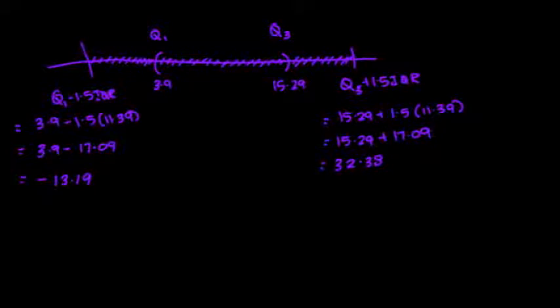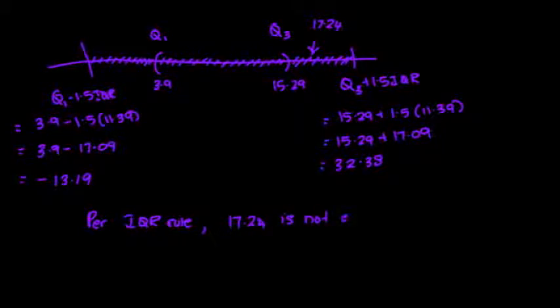As long as the observation falls in that shaded region between the two numbers, then the observation is not an outlier. In the first problem, the number 17.24 falls right over that. Therefore, per IQR rule, 17.24 is not an outlier.